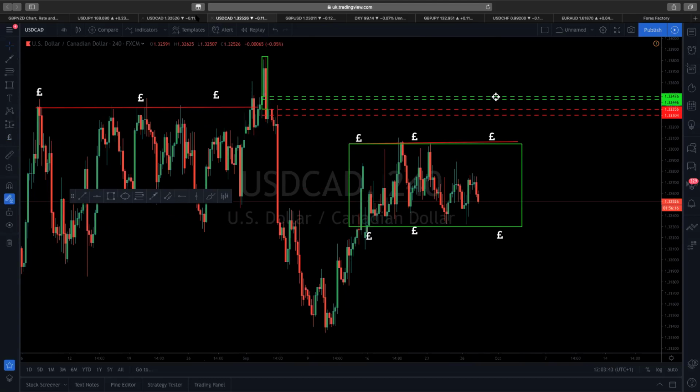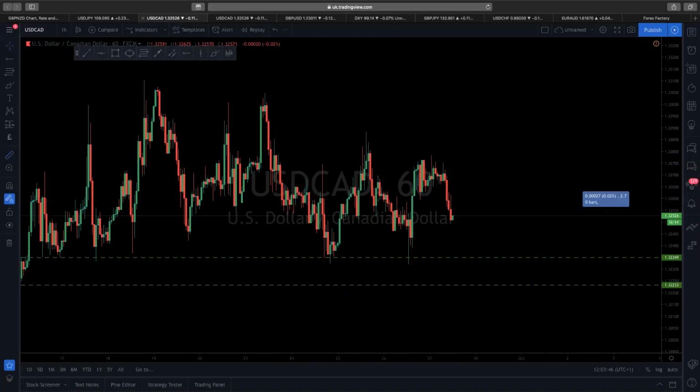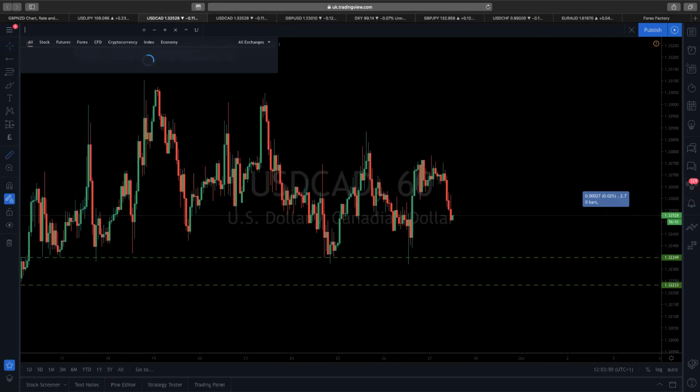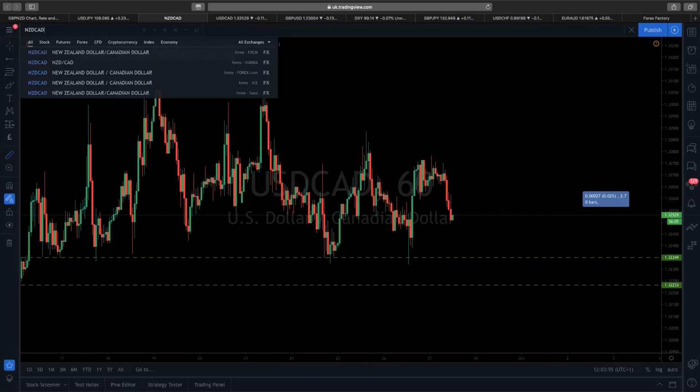Okay, so let's go to the next pair, which is NZD CAD. The last one I'm going to go through now, NZD CAD. So just go through your chart and practice these things. It happens on GBP pairs.